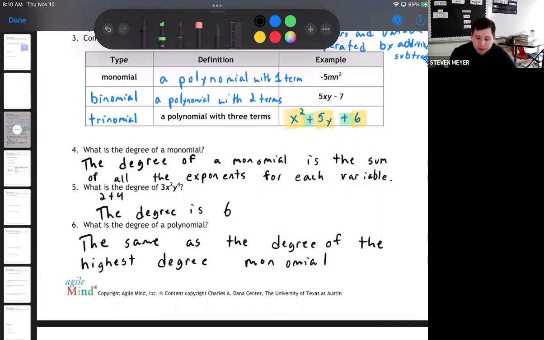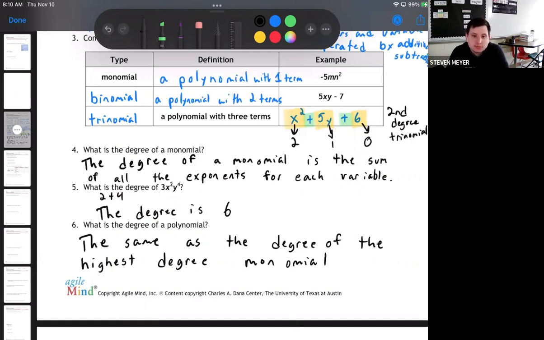So for our trinomial example, the first one had a degree of 2. Second one, this y has a degree of 1. And 6 doesn't have a variable. So if it doesn't have a variable, it has a degree of 0. So out of 2, 1, and 0, which of these is the highest? Yes, 2 is the highest. So this would be a second degree trinomial.